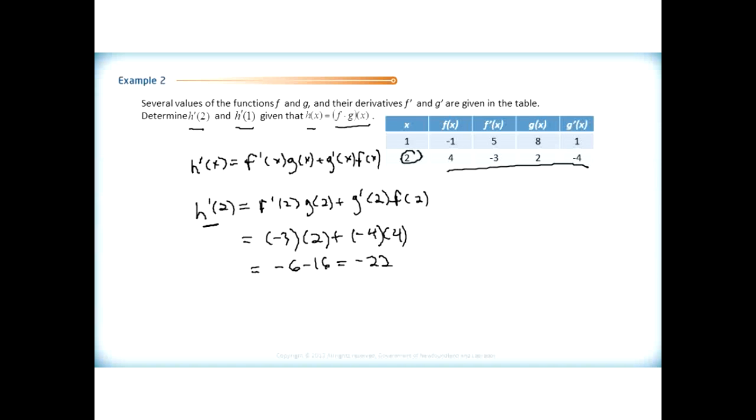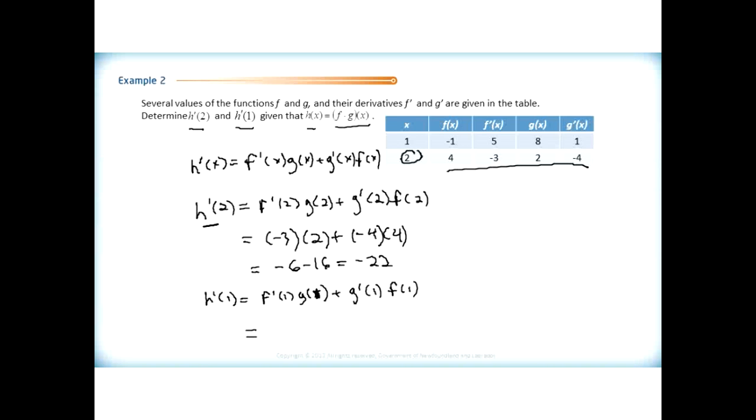Now we're asked also to come up with h prime of 1. So let's give that a shot. h prime of 1, same pattern, f prime 1, g of 1 plus g prime 1 times f of 1.